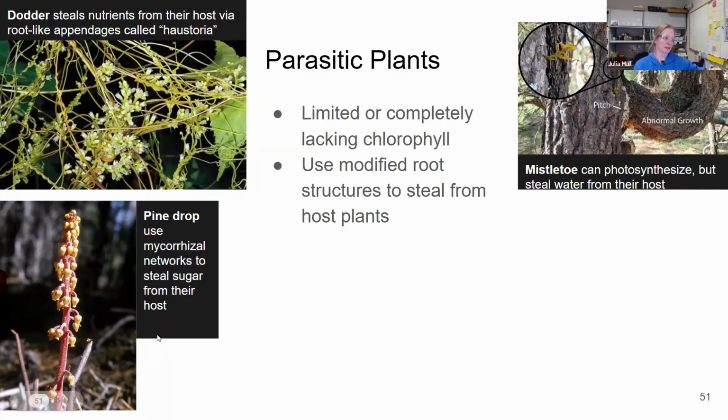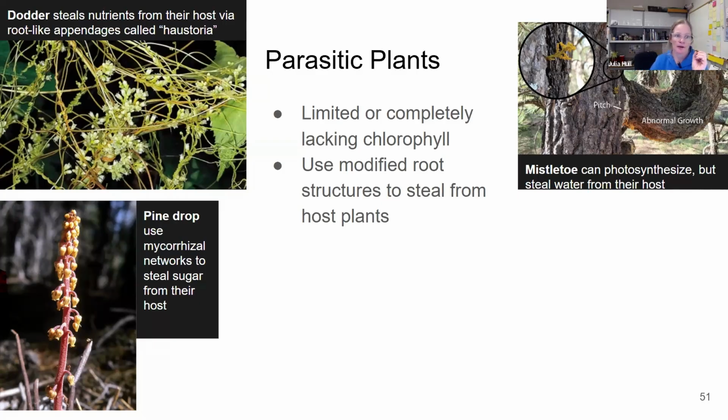Now, this one, our pinedrops, I took this photo on the San Francisco Peaks. So if you head up Snowbowl Road, there's a big parking lot, and you can kind of find these guys around. It's totally lost its chlorophyll. And what it's doing is it's using the associations that it has with fungi on its roots to tap into the roots of ponderosa pine. And so it's indirectly stealing the pine's sugars so it can feed itself.